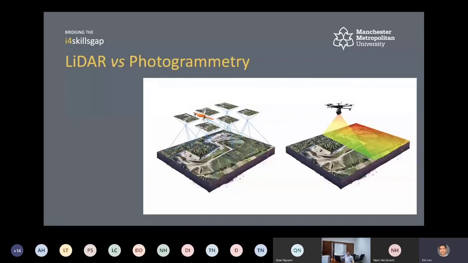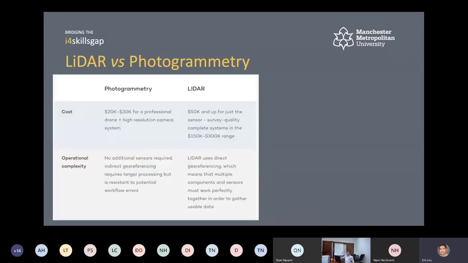Again, LiDAR and photogrammetry can be combined. There's a lot of talk now about using drones. Drones use LiDAR to take the scans. At the same time, we have also tried photogrammetry in airborne remote sensing. Both have different pros and cons. For example, photogrammetry is a bit cheaper. What we need is a good drone and a good camera. A good LiDAR means you need $50,000 just for the sensor, and a good system is expensive, up to $300,000.